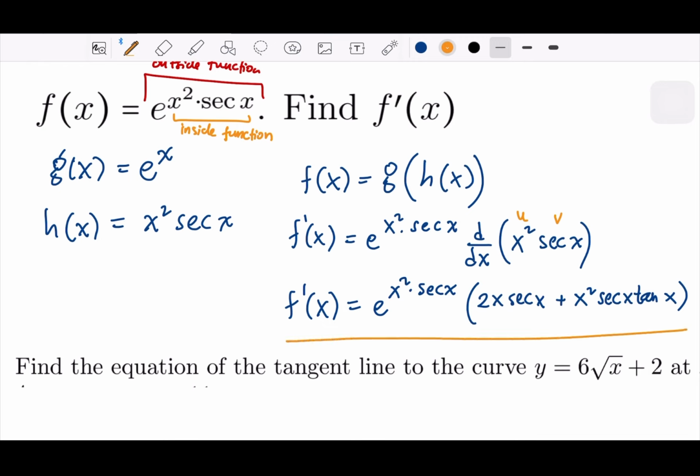Okay. As long as you can identify which one is your layer, the outside and inside function, every chain rule formula, as long as you know how to derive the original formulas, like you have the power rule, you have the product rule and everything, as long as you have that, all the chain rule formulas you will be able to solve. Okay? As long as you can observe and identify.